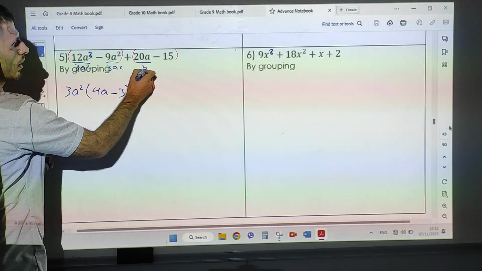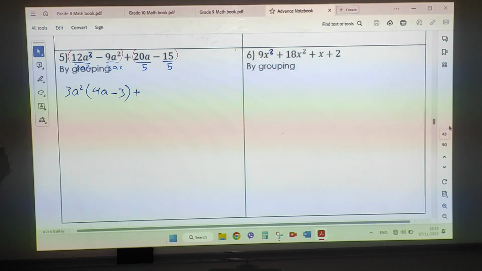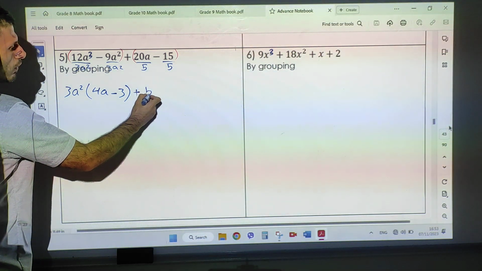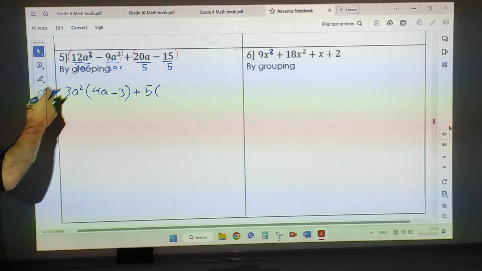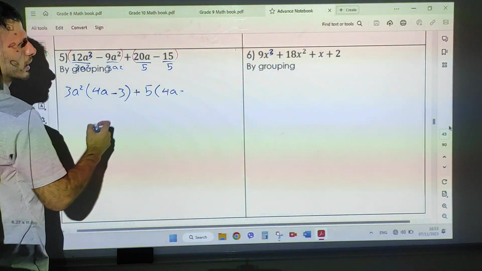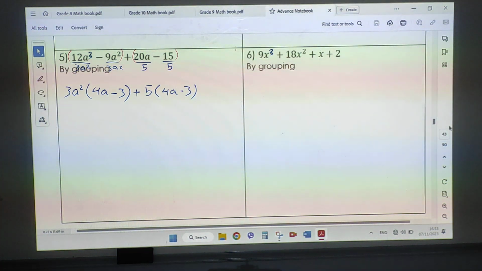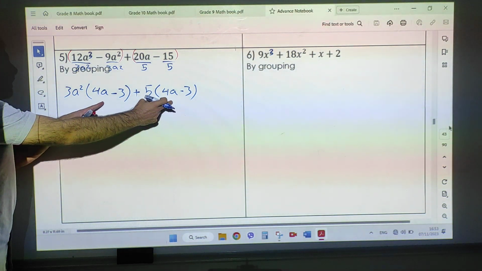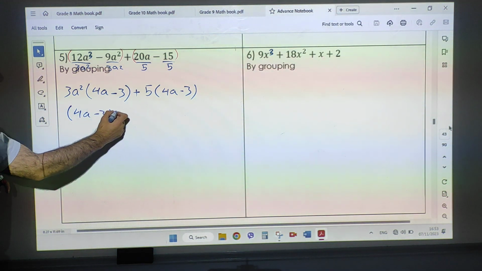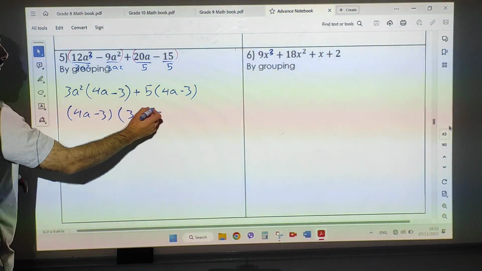Let's see. Divide by 5. For the letters, we just have a. We don't have a in the other one, so we just divide by 5. We take 5 and open a bracket. 20 divided by 5 is 4a, minus 15 divided by 5 is 3. Now we check the brackets if they are same or not. Yes, they are same. Now we can write the same bracket for a minus 3 and open another bracket to write what we have outside, 3a power 2 plus 5.